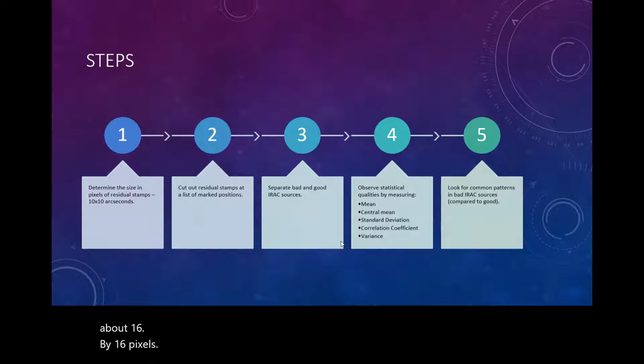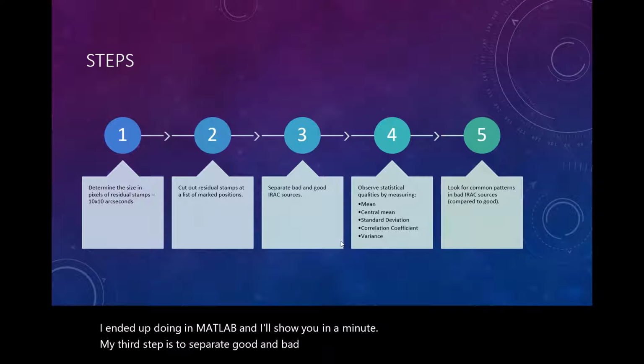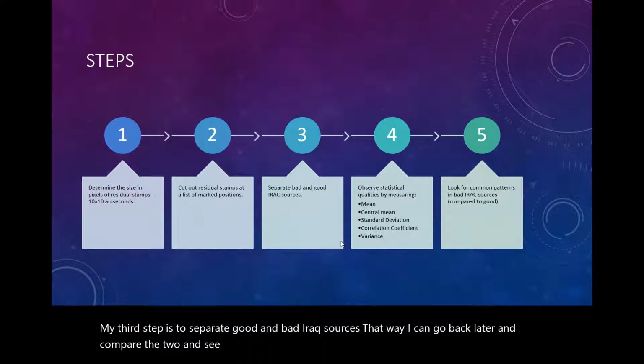So then my second step is to cut out residual stamps at a list of marked positions, which I ended up doing in MATLAB, and I'll show you in a minute. My third step is to separate good and bad IRAC sources. That way I can go back later and compare the two and see what their differences are.